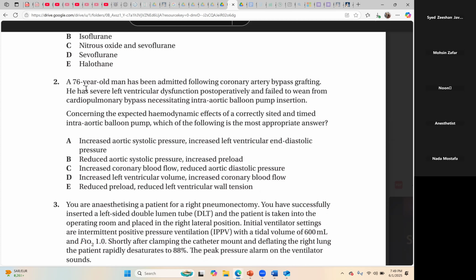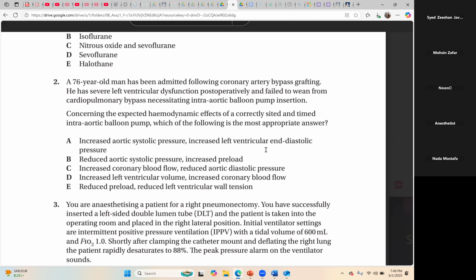Anyways, next question: a 76-year-old man who has been admitted following CABG. He has severe left ventricular dysfunction postoperatively and failed to wean from cardiopulmonary bypass. Now this necessitates an intra-aortic balloon pump. So actually, the question will be around it.